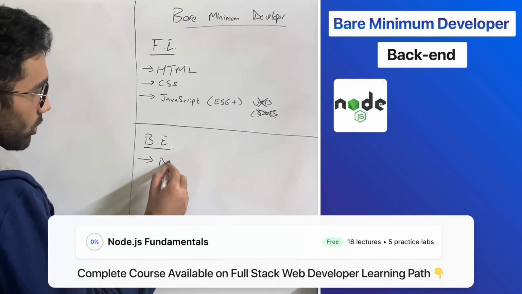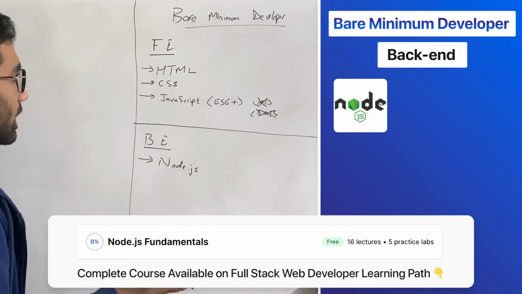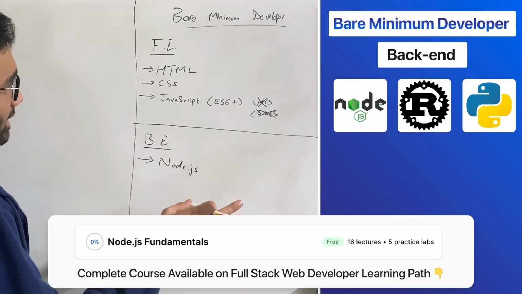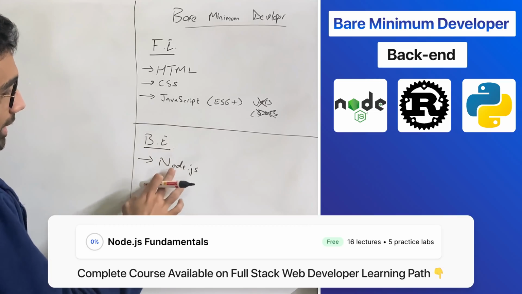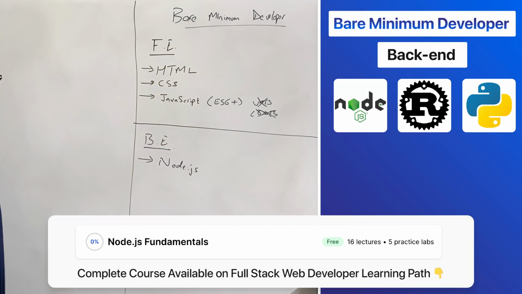I'm gonna write what I would actually recommend, but you can replace this with any programming language, right? This could be Rust, this could be Python, this could be anything, but this is the recommended one because you have already learned JavaScript over here. So it makes sense that you carry on those learnings because remember, we are talking about the bare minimum developer.